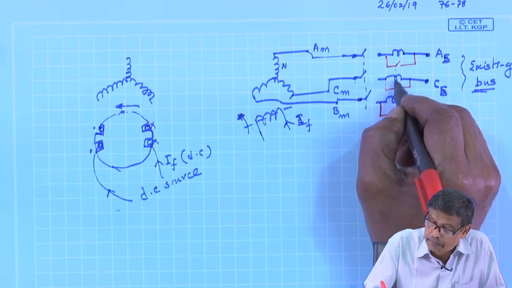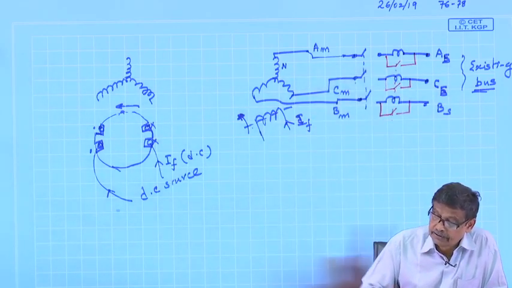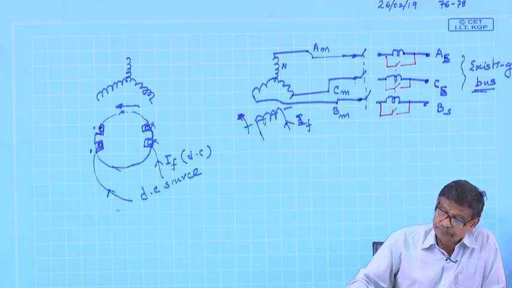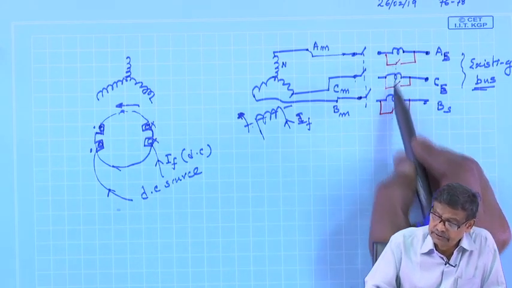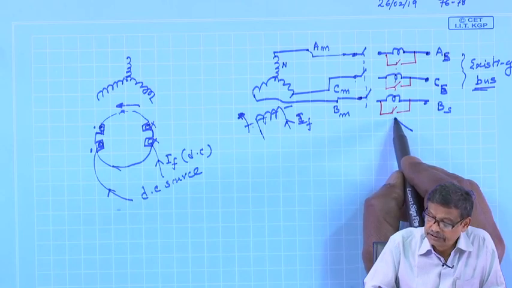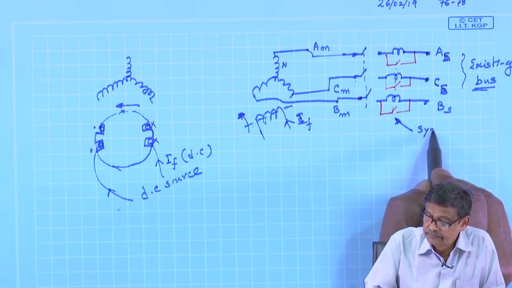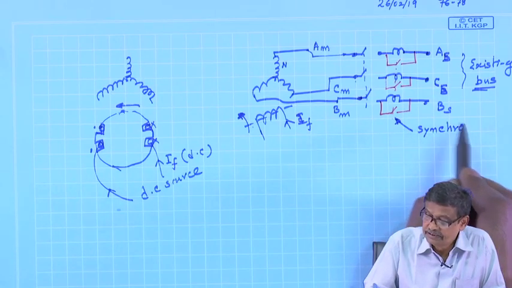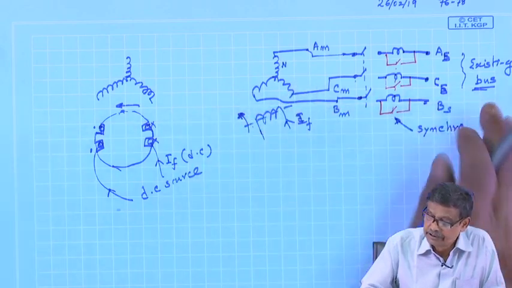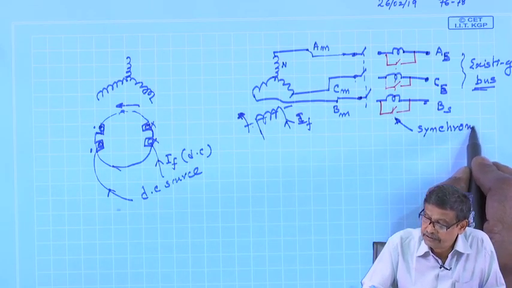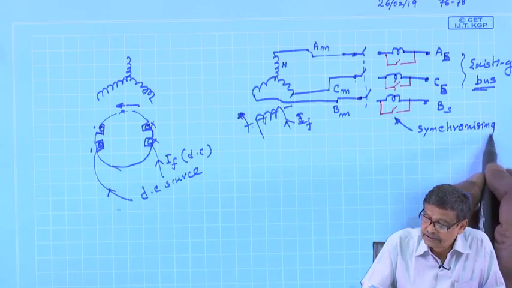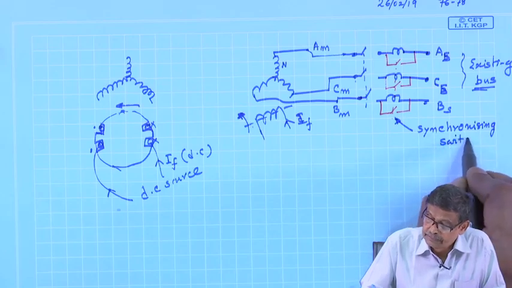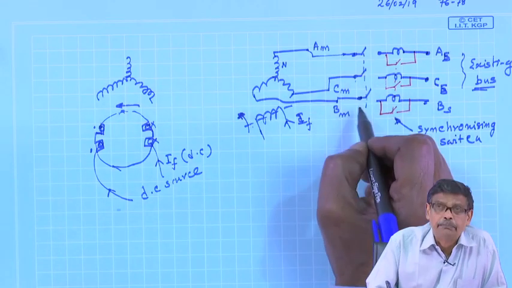And these are gang operated, together they will operate. So, with this switch, which is called synchronizing switch, you have to synchronize this incoming machine with the bus. And this is an ordinary triple pole switch.